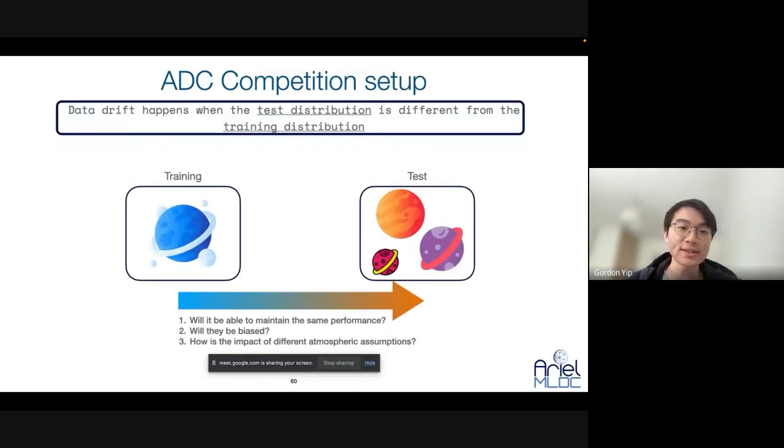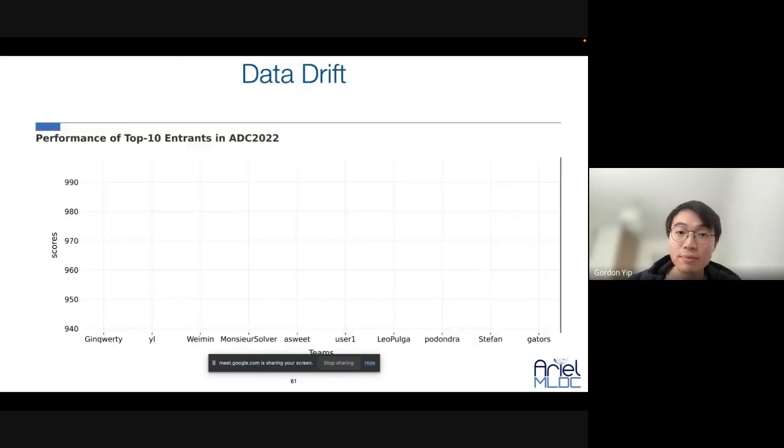So that's the setup. Our main question is, if you train a neural network using a training distribution with one specific atmospheric assumption, can it retain the same performance when you apply it to a different test set? Would it be biased, and how would that impact it?